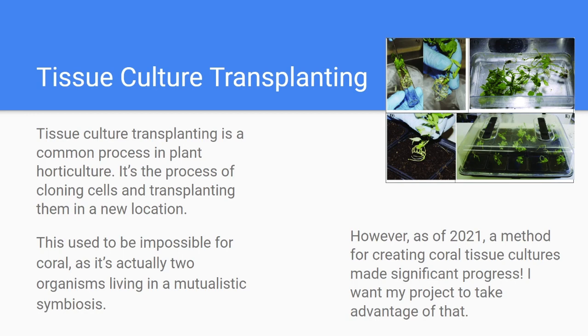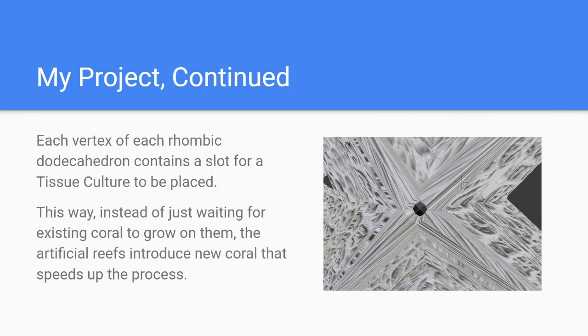I have not seen any other modular artificial reefs include tissue culture transplanting. Each vertex of each rhombic dodecahedron contains a slot for the tissue culture to be placed. That way, instead of just waiting for existing coral to grow on them, the artificial reefs introduce new coral that speeds up the process.